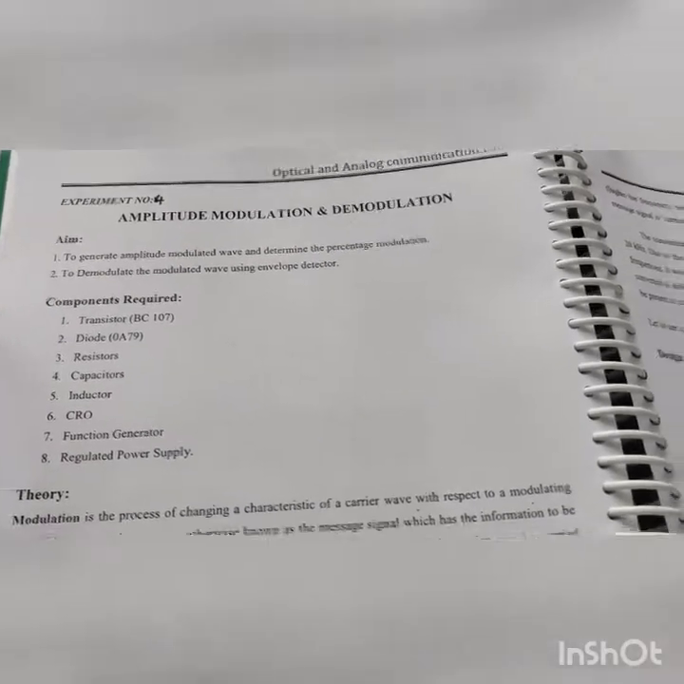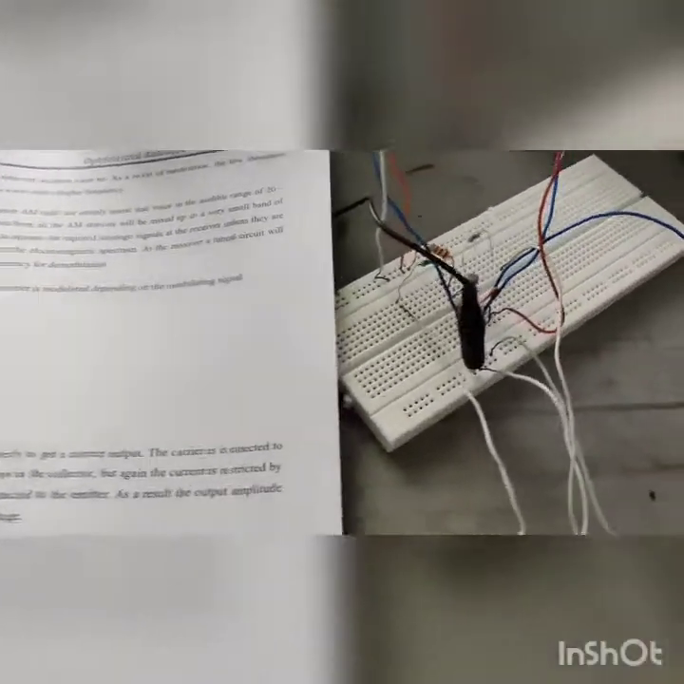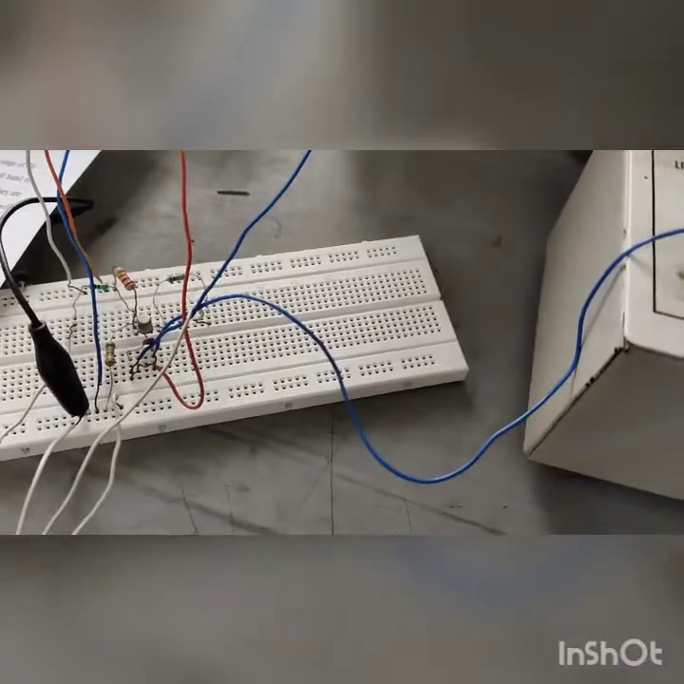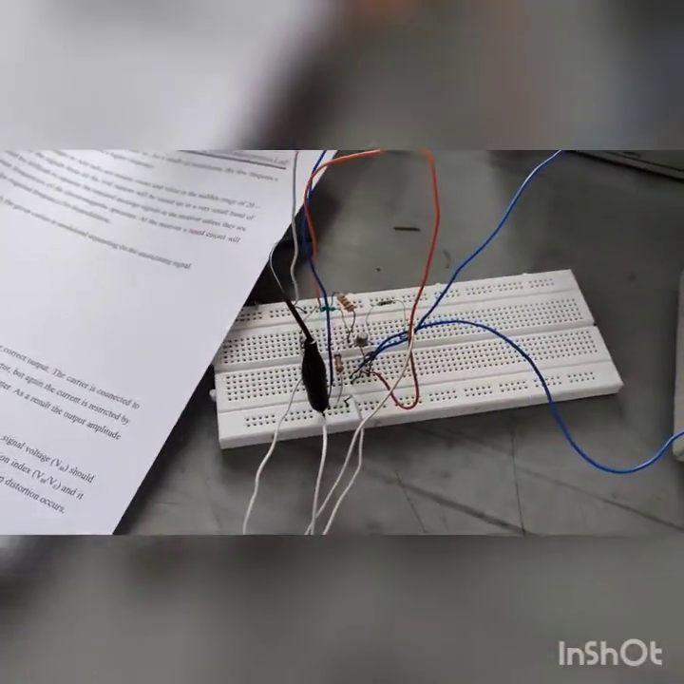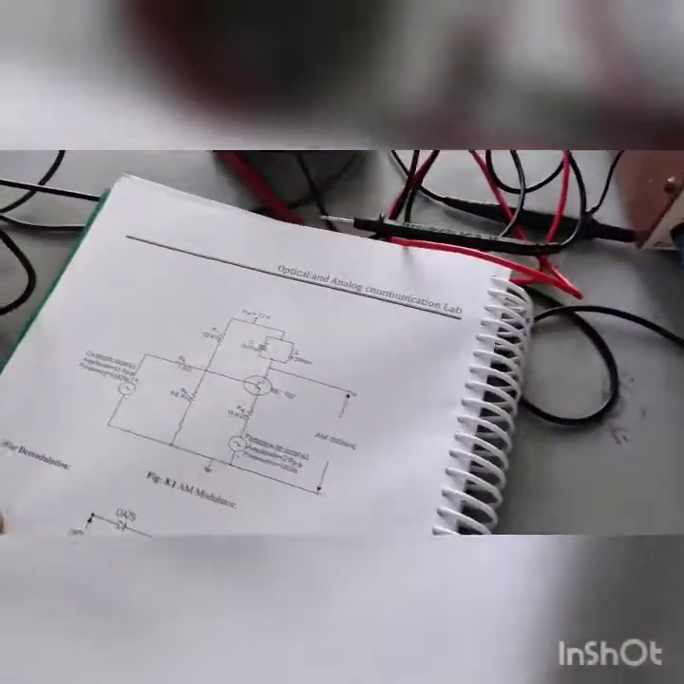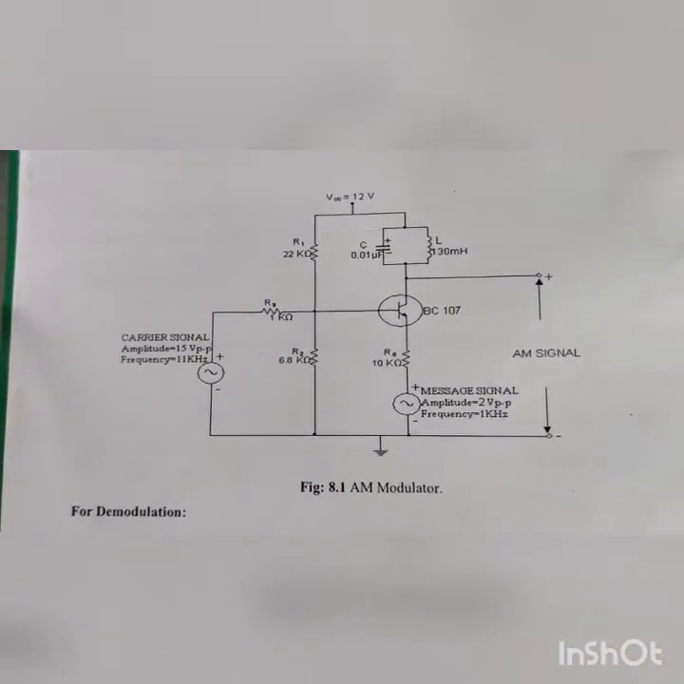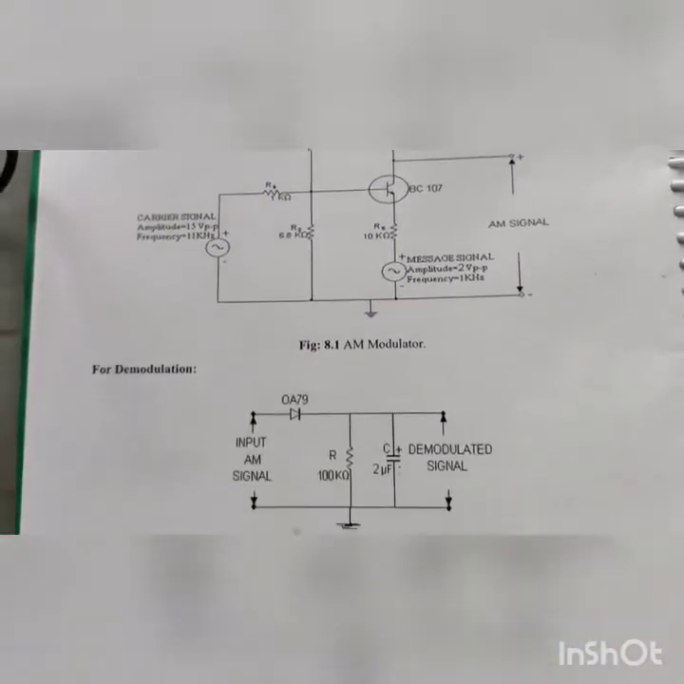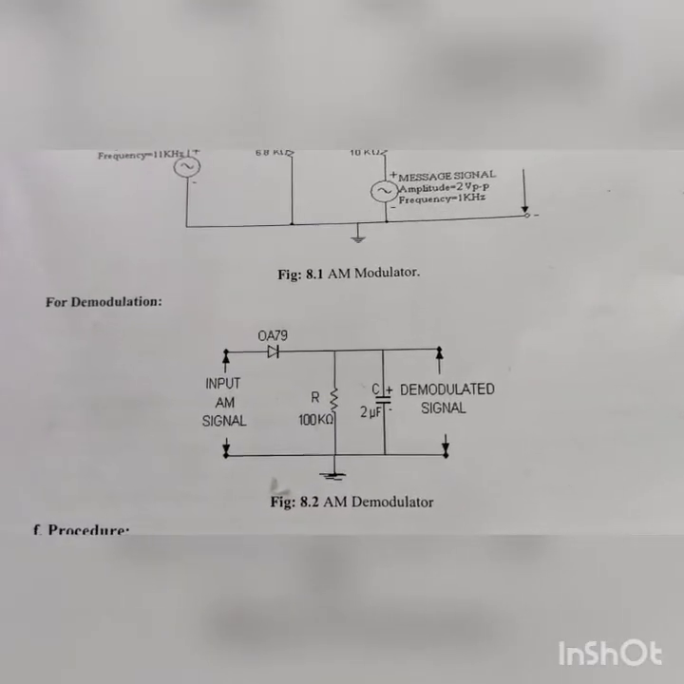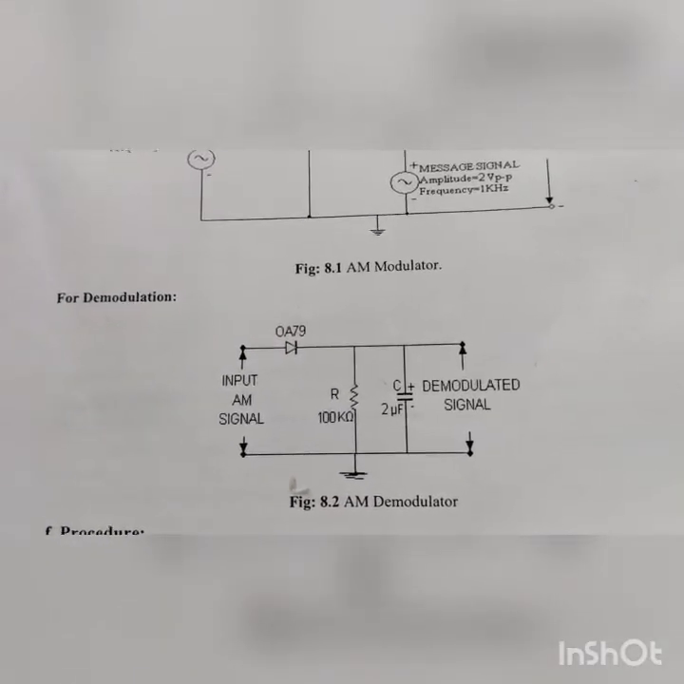The same I have used here in the circuit. The circuit is built depending on this circuit diagram. This is the transmitter or the modulator diagram. Later I will also show the circuit connection for the demodulator or receiver side diagram.